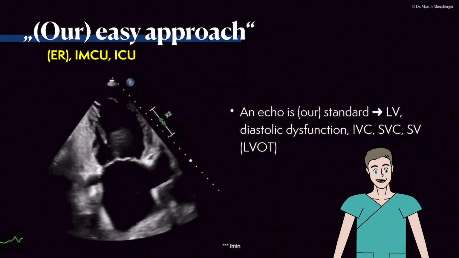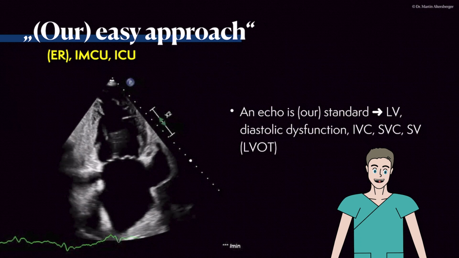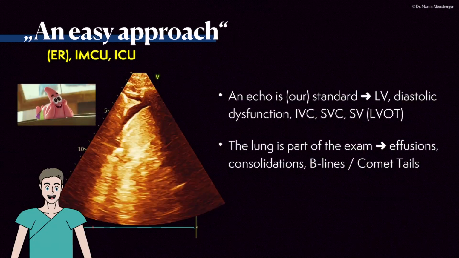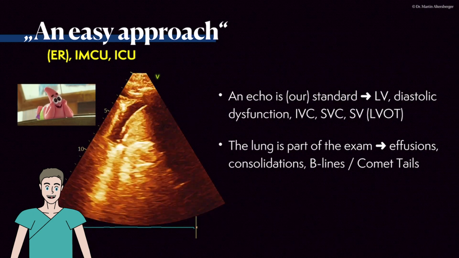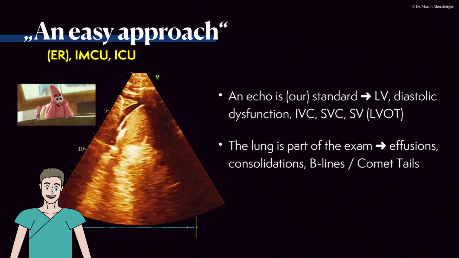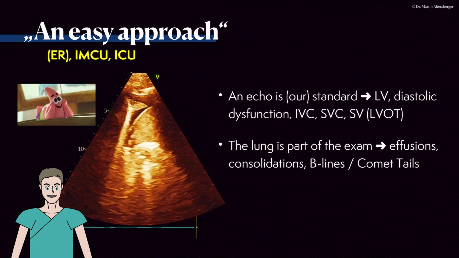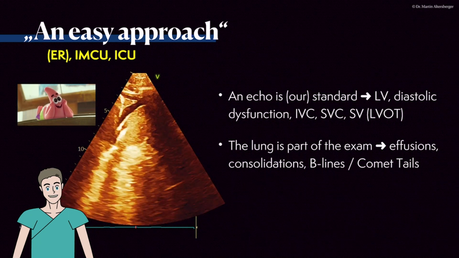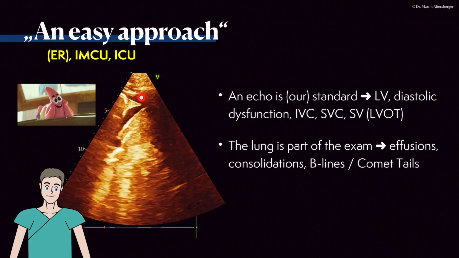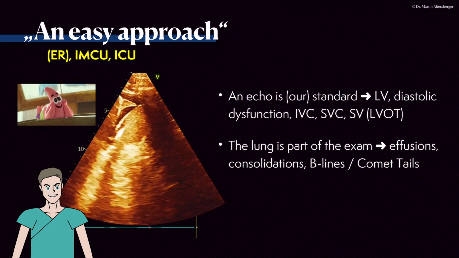So when a patient is admitted to our intermediate care unit or intensive care unit, we have the echo as our first-hand standard. Then we use lung ultrasound. In this case, you see a pleural effusion and you see this small area which is a consolidation of the lung, but in this case it's small, but still it looks compressed. So it's in this case an atelectasis, so no pneumonia and most likely no tumor, as the effusion is compressing this small structure. So the lung is also part of the exam.